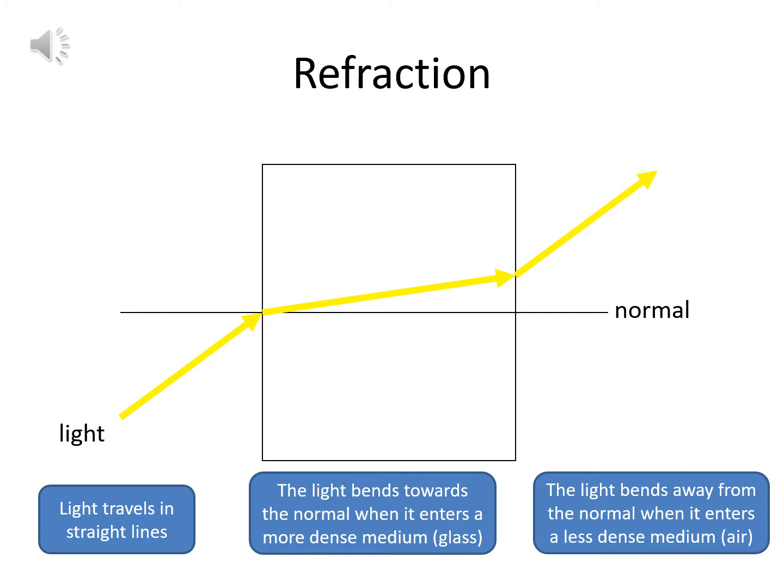When you're drawing diagrams like this, you must use a pencil and a ruler. The lines must be straight. They must all be joined up, no gaps. And you must have your arrows on your rays of light to show which ways they are going.